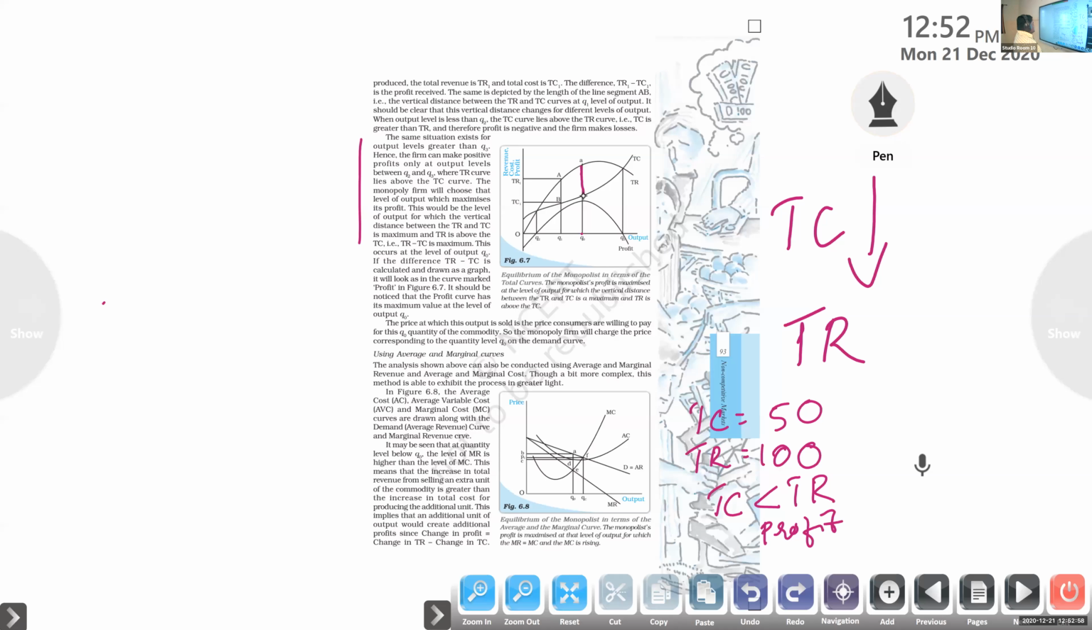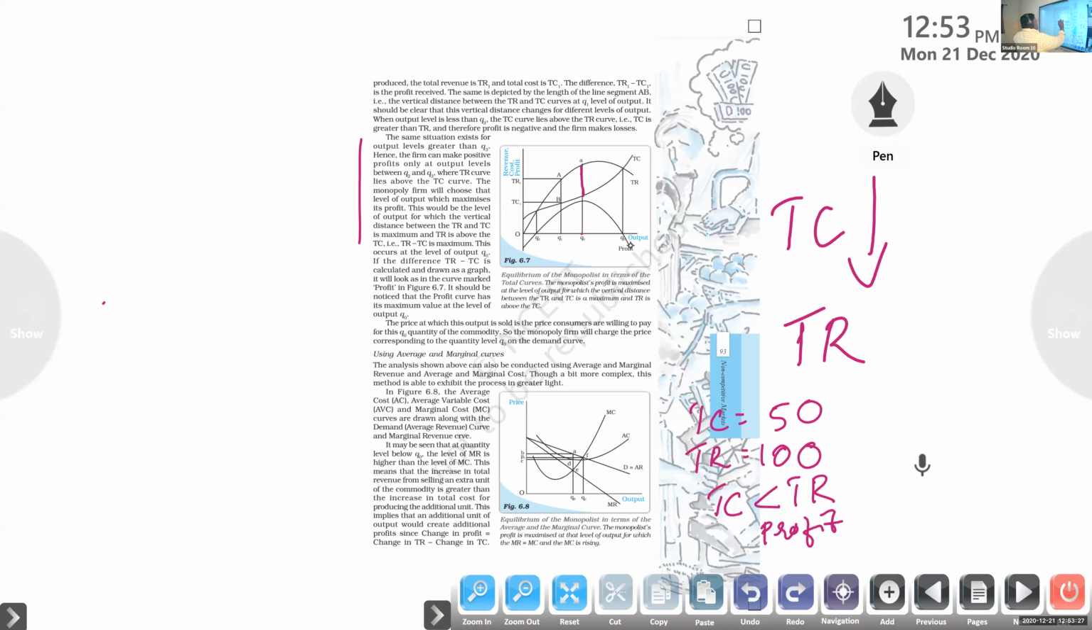This occurs at the level of output Q0. I already told you that. If the difference TR minus TC is calculated and drawn as a graph, it will look like the curve marked profit in figure 6.7. Clear? The profit line is there. You can see the profit.